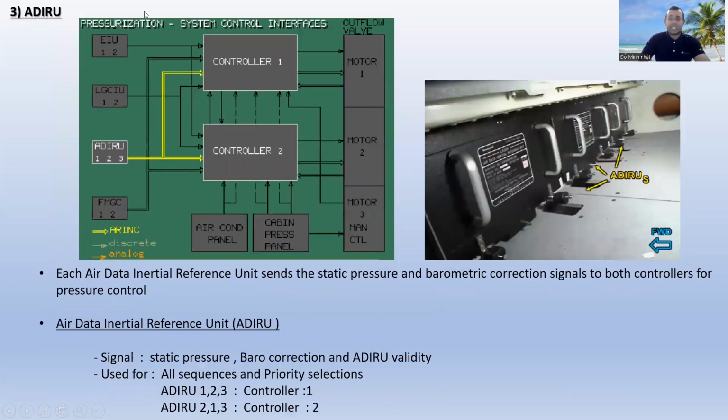Okay, next one, ADIRU, air data inertial reference unit. Here there are 3 ADIRUs, 1, 2 and 3. So these are the 3 ADIRUs over there. Each air data inertial reference unit sends the static pressure and barometric correction signals to both controllers for pressure control. Remember it. So the ADIRU signals will be static pressure, baro correction and ADIRU validity, and are used for all sequences and the priority selections. For controller 1, the sequence is ADIRU 1, 2, 3 and for controller 2, ADIRU 2, 1, 3. These are the sequences, all right?